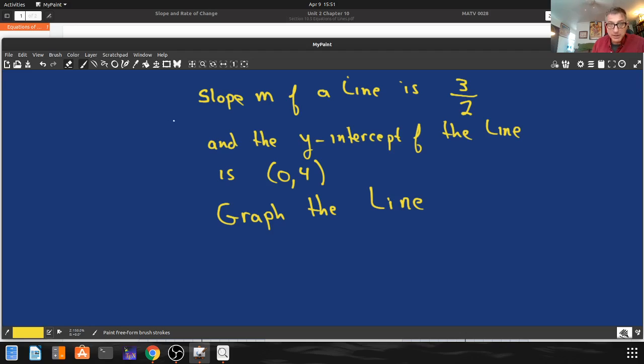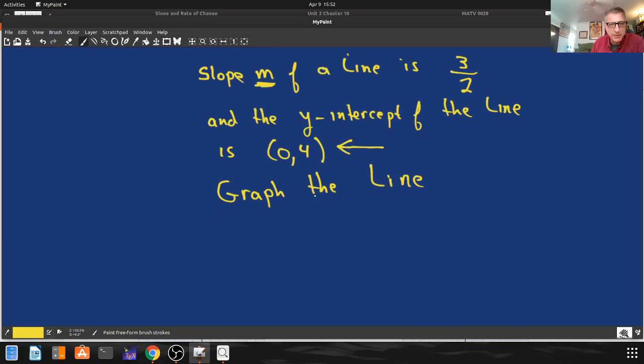That's really exactly the problem we're going to be doing in 10.5, except we're going to be given an equation of a line where you can literally read off from the equation, without doing any algebraic manipulation, the slope m and the y-intercept. So here is the first way we'll do it. Let's draw this visually.